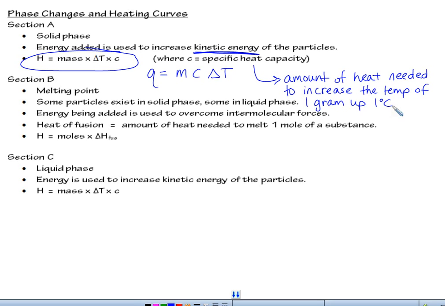Now you get to section B, and we mentioned it was the melting point. We mentioned that you should see both solid and liquid phase. I mean, think about an ice cube really melting. You will see both phases present. But people really have a hard time understanding why the temperature doesn't increase. And sometimes they'll give an answer, like on an AP test, the question might say, why is there no temperature change? And they'll say, because it's melting.